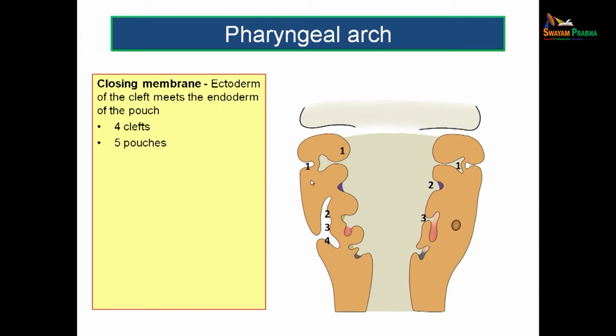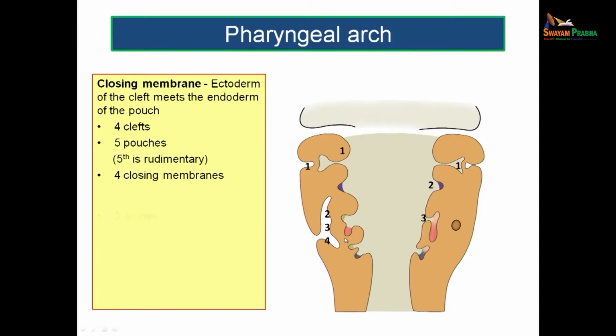So there are 5 pouches, 4 clefts, and you will be having 4 closing membranes. Closing membranes are the membranes lying between the cleft and the pouch. So if you take the first closing membrane, this is the cleft and this is the pouch. So this region is known as the closing membrane. So such 4 closing membranes you will be getting. And how many arches are there? The 5th one usually disappears. So altogether out of the 6 arches, if one is less, you will get 5 arches.